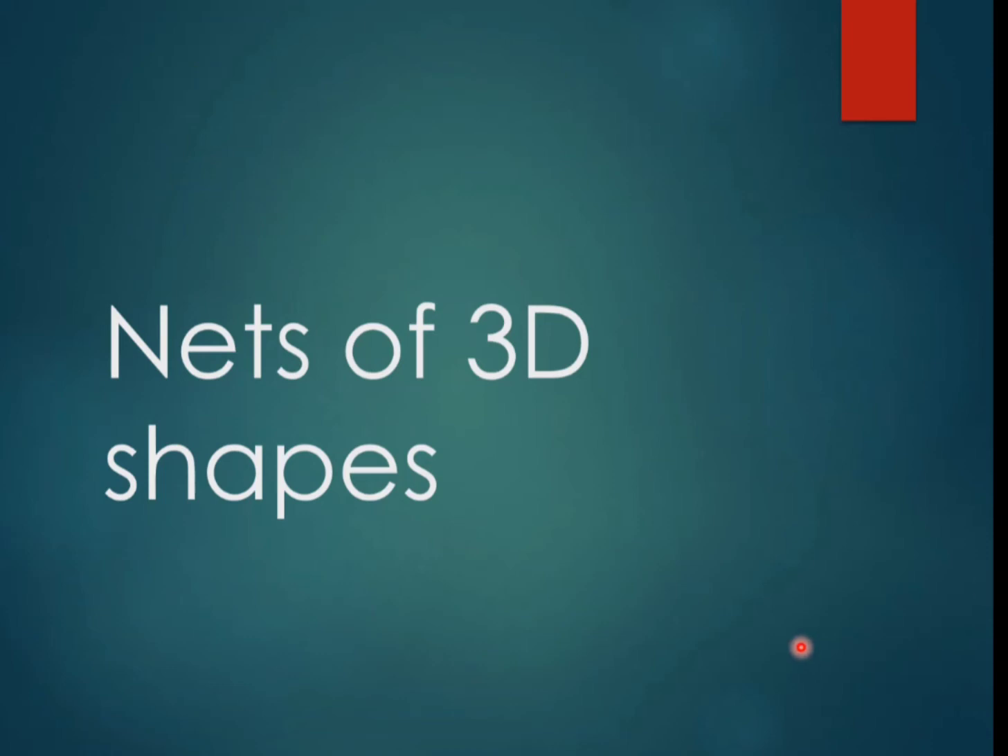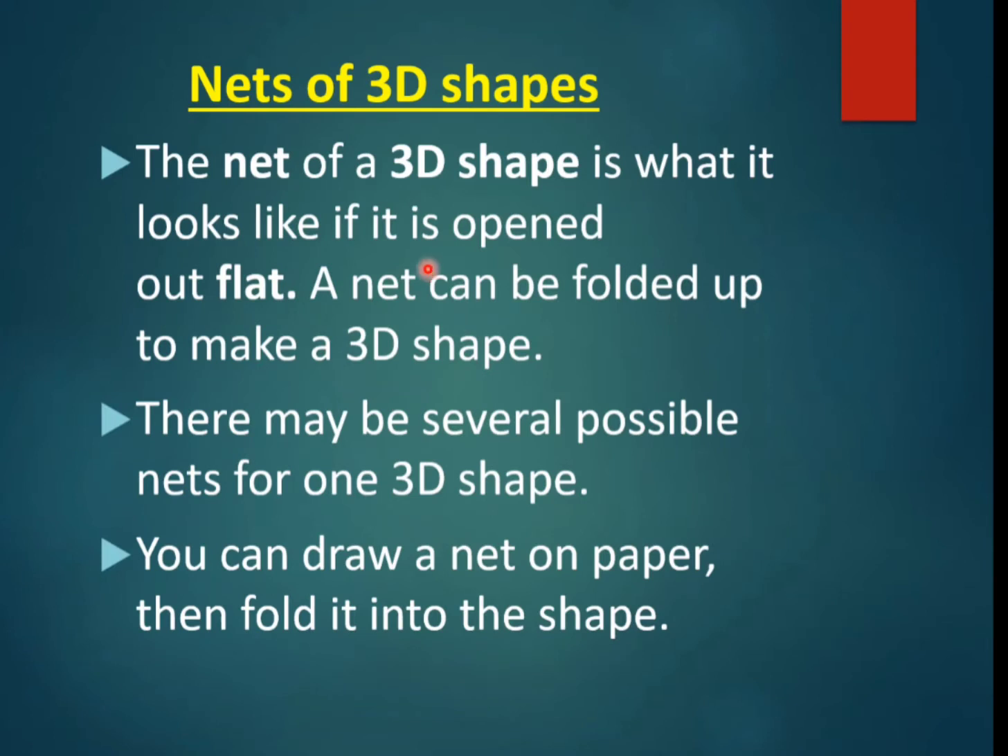Nets of 3D shapes. The net of a 3D shape is what it looks like if it is opened out flat. A net can be folded up to make a 3D shape. There may be several possible nets for one 3D shape. You may draw a net on the paper, then fold it into the shape.